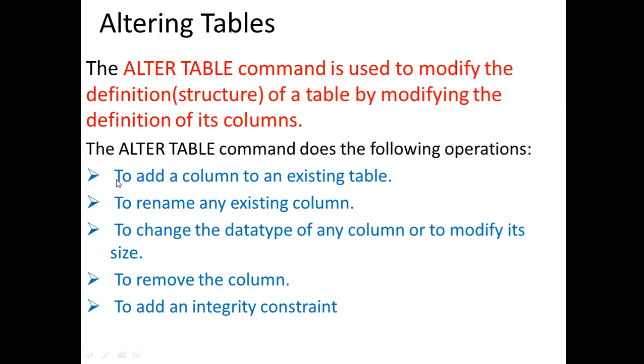The very first operation done with the help of the alter table command is to add a column to an existing table. You have 5 columns, and one more column or any number of columns can be added into the table with the help of the alter table command. We will see this practically. Let me discuss all these points. Next, to rename any existing column.